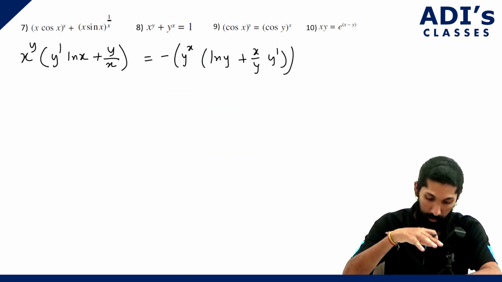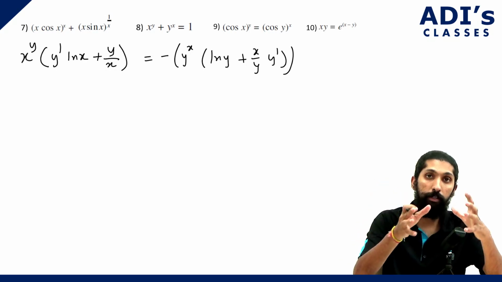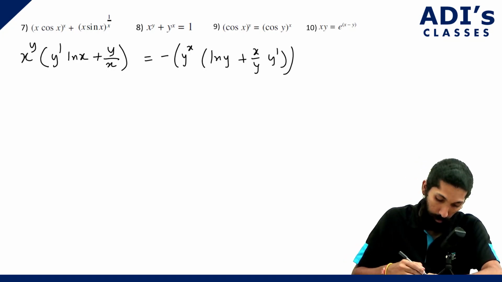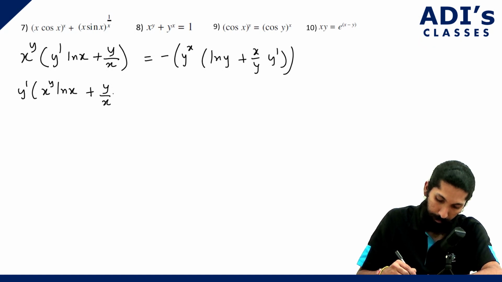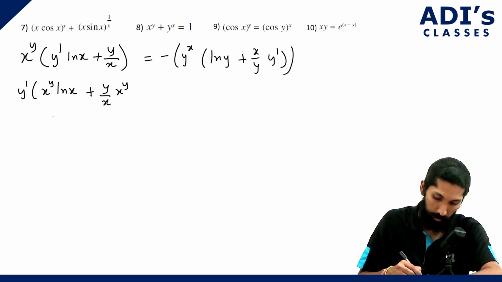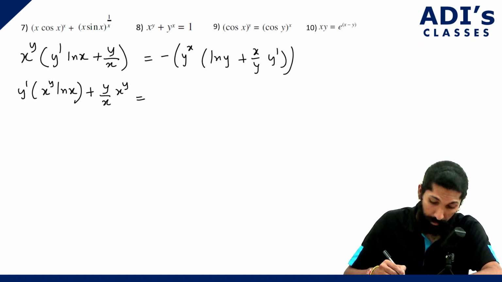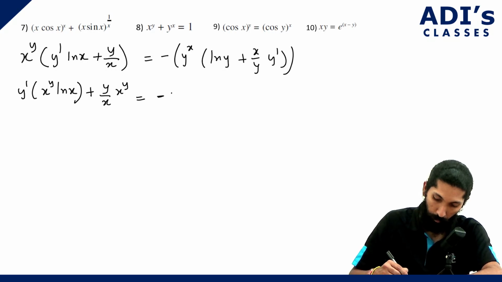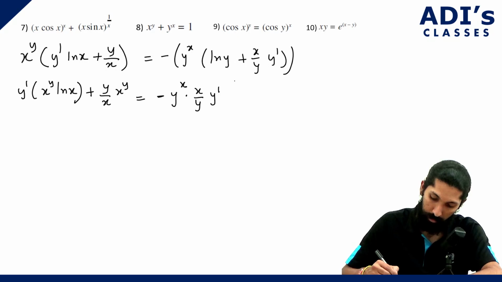V dash, correct? Now you need to get the y dash term separately. So if you do this, you will get y dash into x power y log x plus y by x into x power y, correct? So this is the y dash part is equal to, again take the y dash term separately, minus y power x into x by y dash, correct? The first part, minus y power x into log of y.